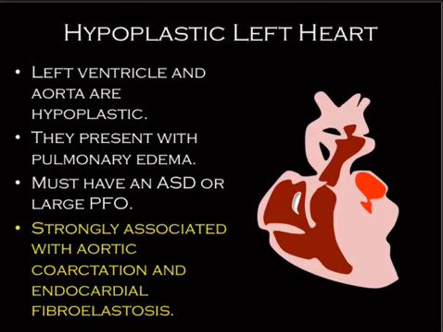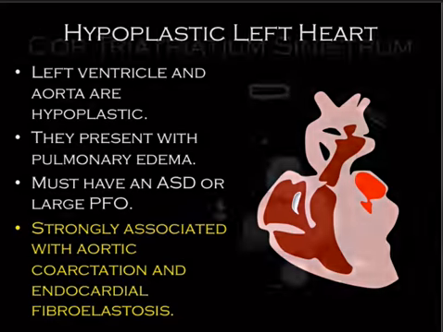Essentially, you've got a left ventricle that doesn't develop. Remember, the left ventricle is normally the big, strong ventricle, and it doesn't develop normally at all. So it's really, really weak. And then they've got these coarctations, and they also tend to get endocardial fibroelastosis. Now, the only way they can survive is with a large ASD or a PFO, and we'll talk about these some more in the next lecture.